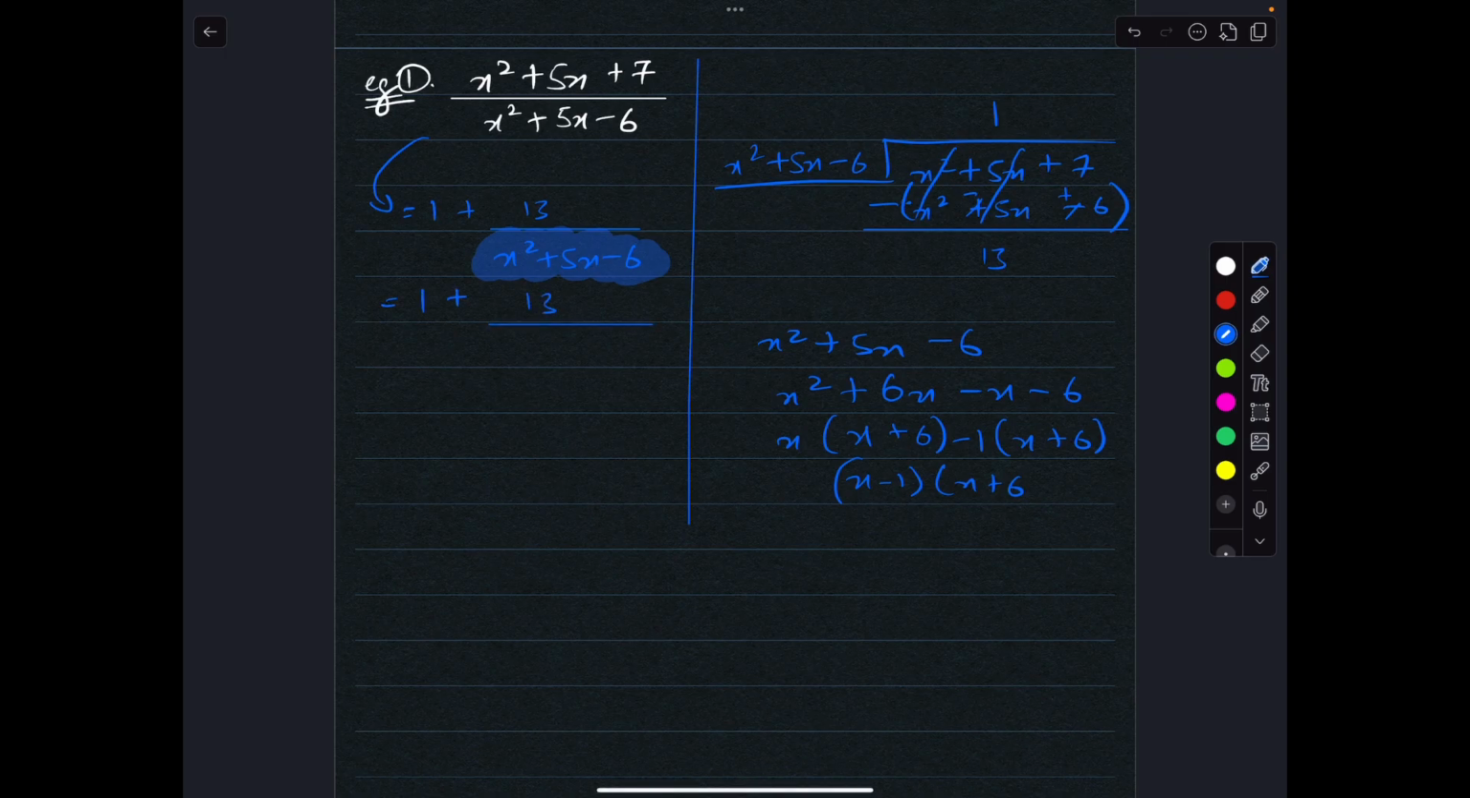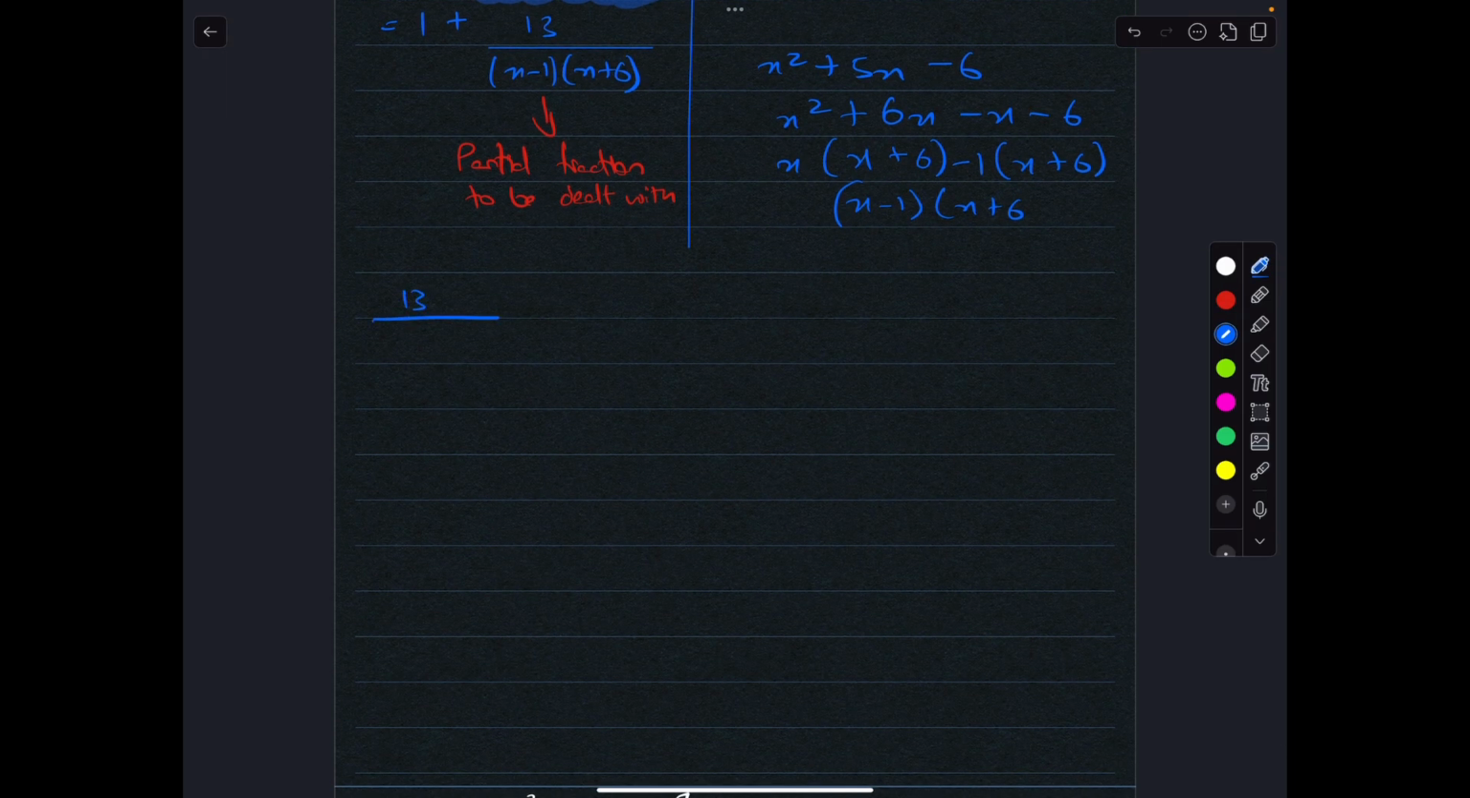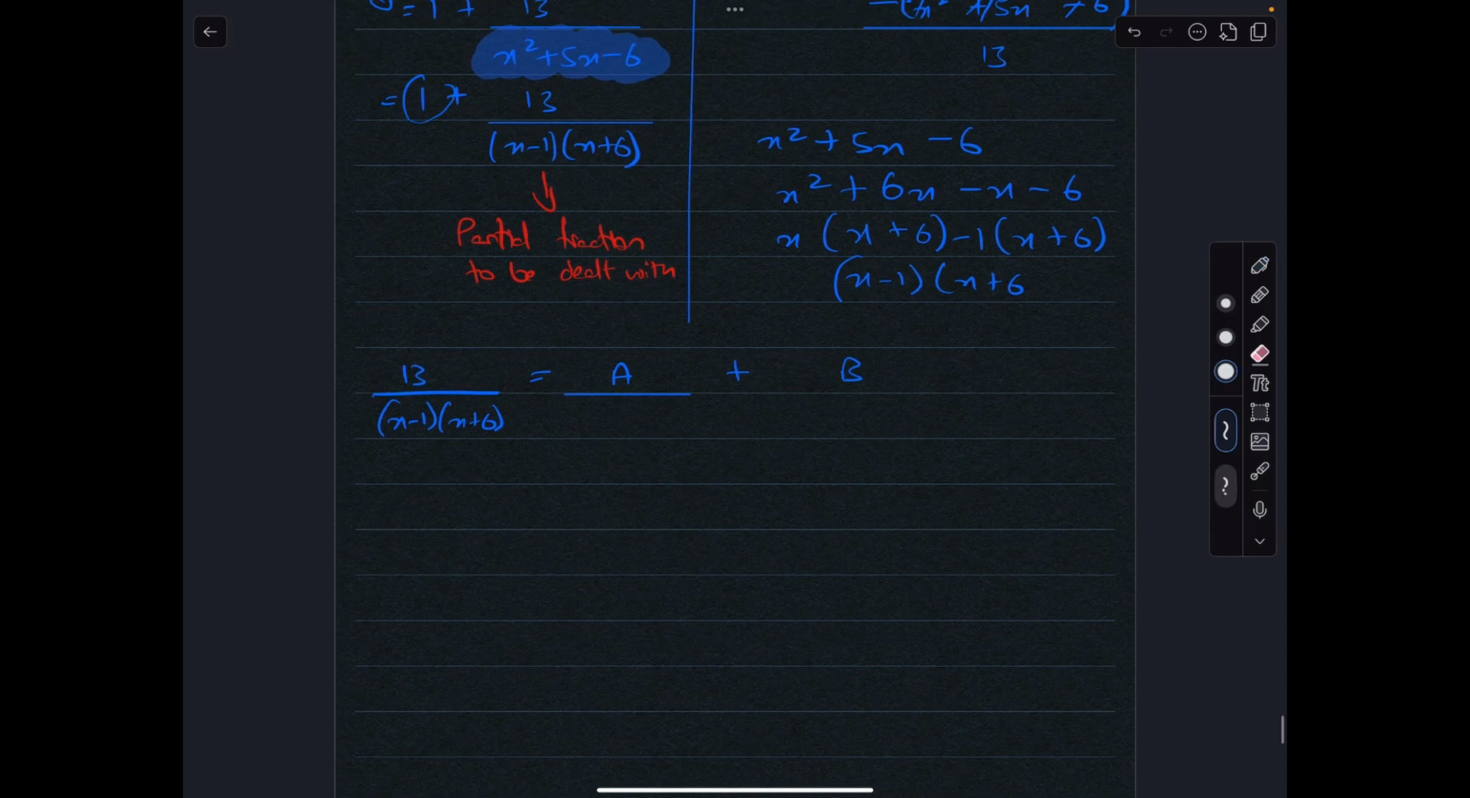So I can rewrite this as 1 plus 13 over x minus 1 times x plus 6. The 13 over x minus 1 times x plus 6 is the partial fraction to be dealt with. We do not need to deal with the 1 for now. I'll write 13 over x minus 1 into x plus 6. I'll follow the first step as always: A over x minus 1 and B over x plus 6.